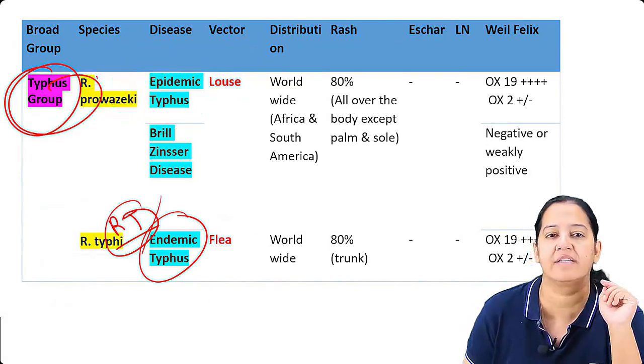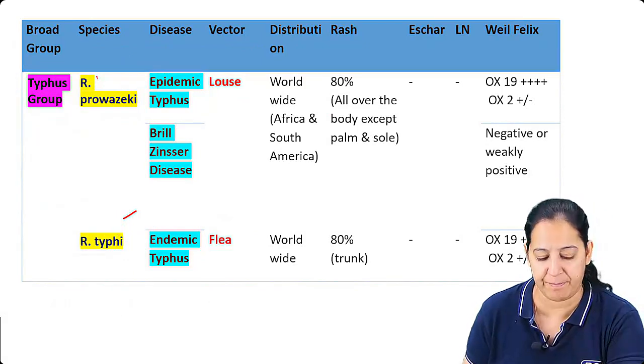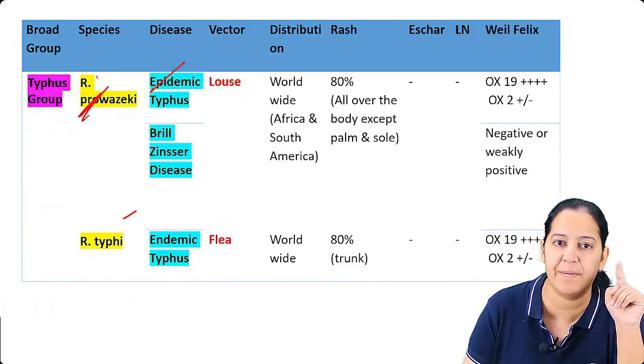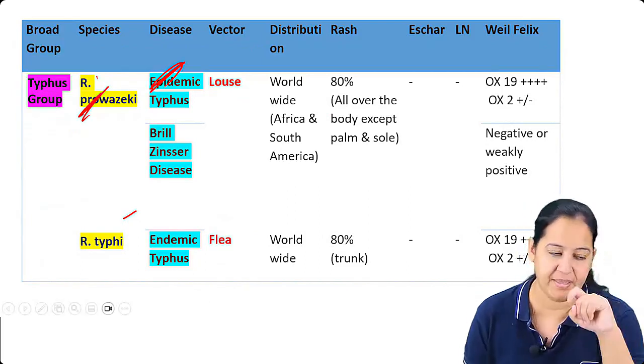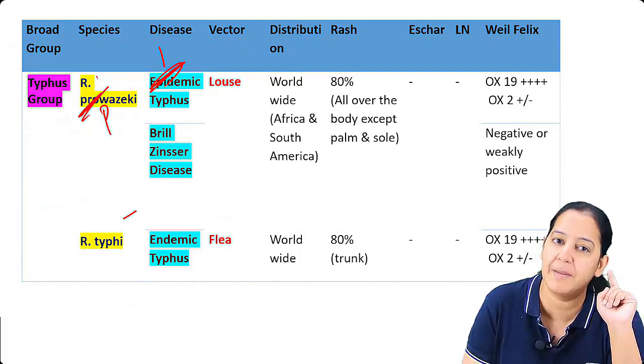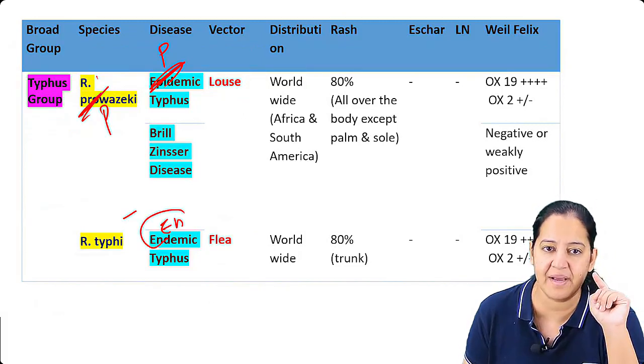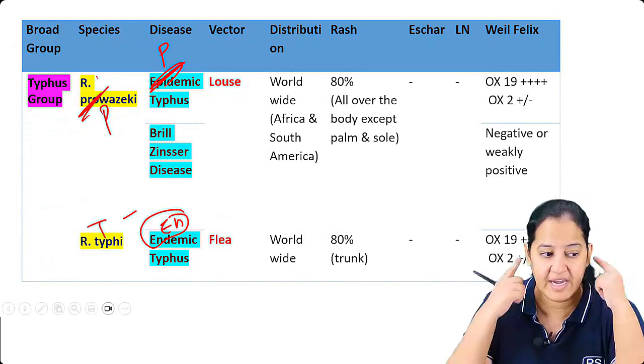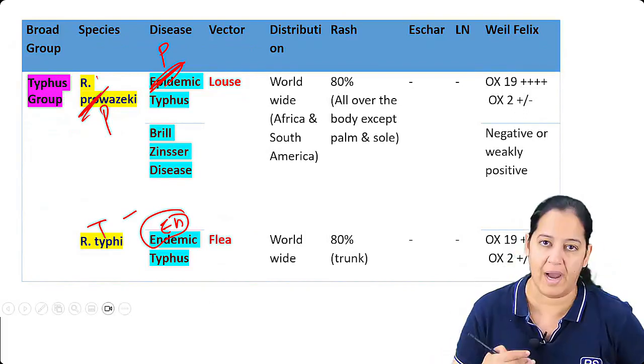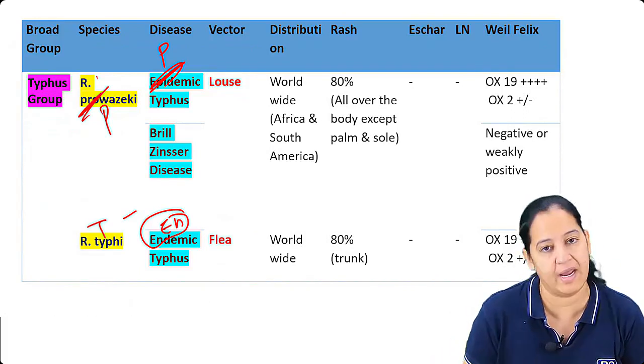This is how I learned. Look, P for P. Prowazekii has a P and epidemic also has a P. So P for P. This is how I learned that prowazekii causes epidemic typhus. And here I learned ENT. Endemic's EN and typhi's T. ENT, right? So this is how I learned. I never forget.